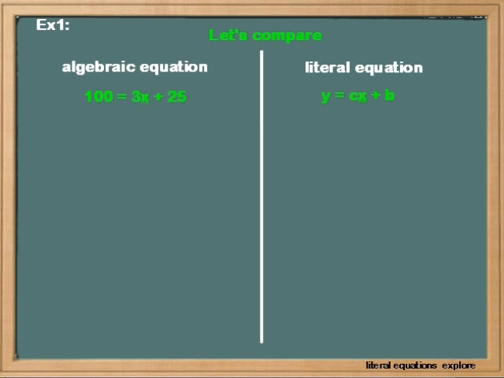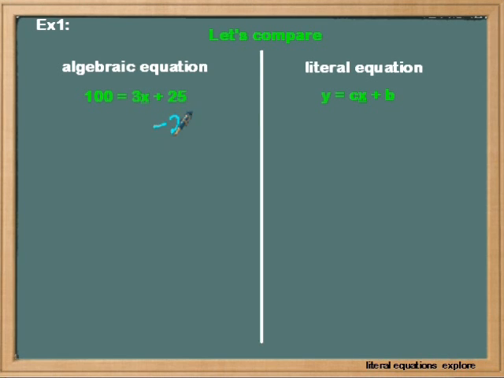In example 1, you can see that I have two equations written here, an algebraic equation and a literal equation. I would like for you to write both of these equations exactly as you see them, side by side, so that when we do the comparison, you'll be able to notice how the algebraic equation has the same steps as the literal equation. Now in this 100 equals 3x plus 25, can you think of what the first step is?